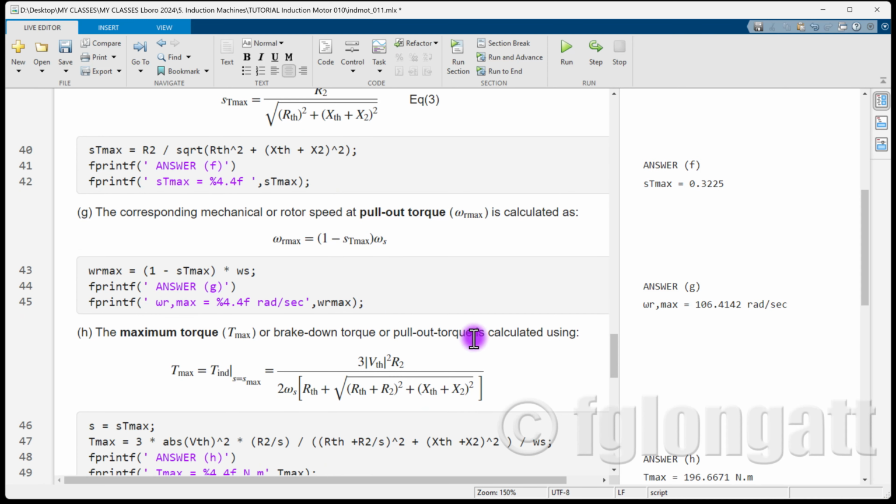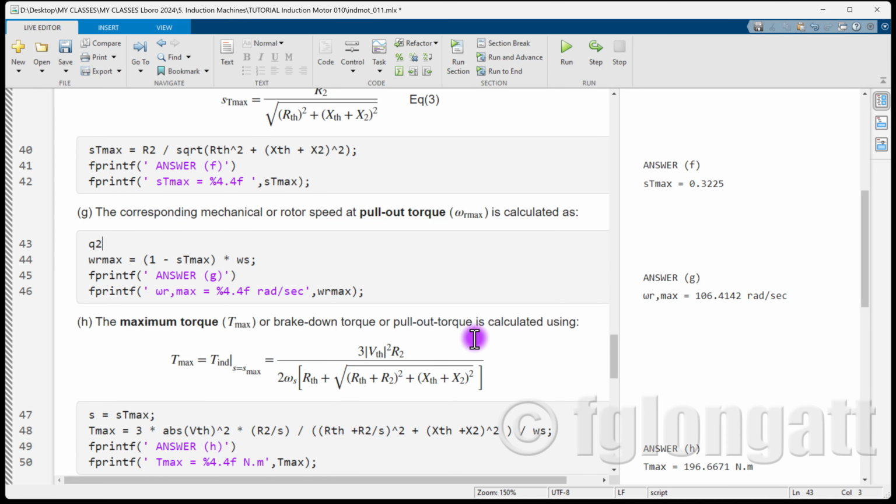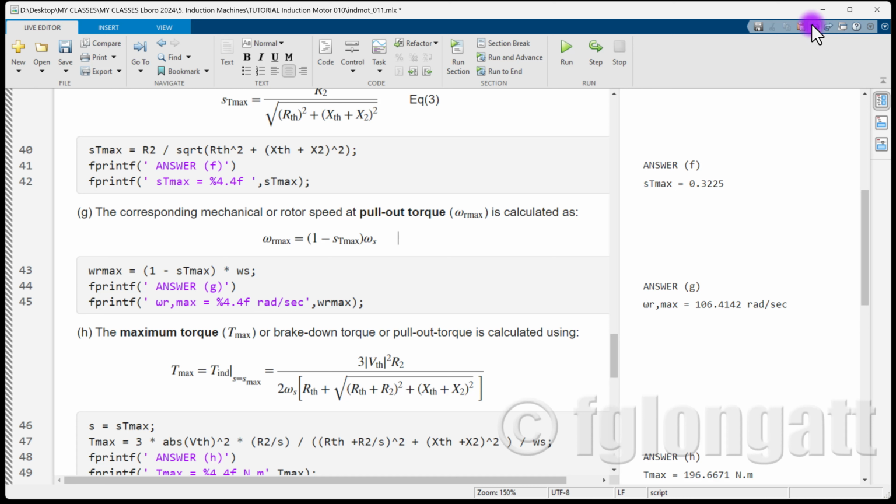If you know the slip for the pull-out torque, it's very simple to obtain the rotational speed. If you look at equation number 4, it is telling you that the mechanical speed is related to the slip by this equation: 1 minus slip, multiplied by the synchronous speed. The synchronous speed we already calculated, 157 radians per second. So the rotational speed will now be, as you can see, 106.41 radians per second.